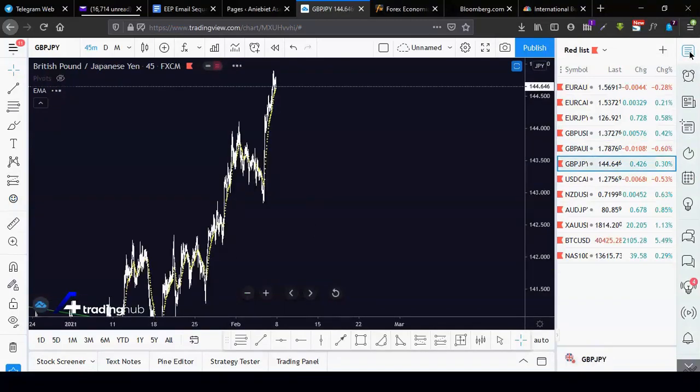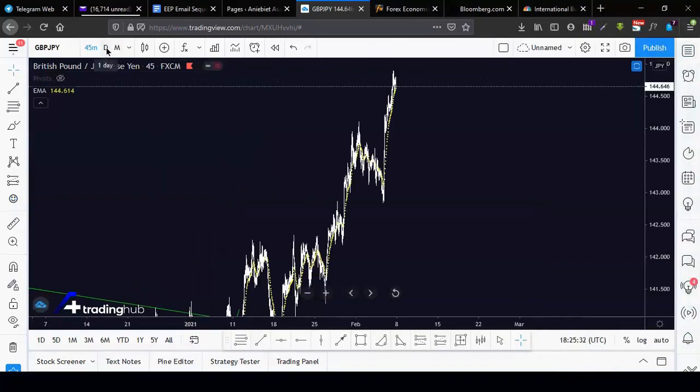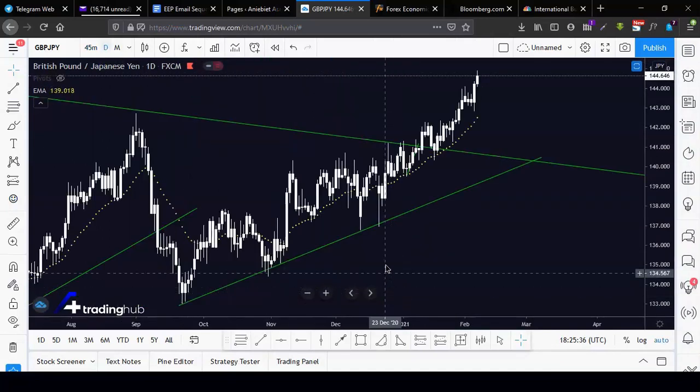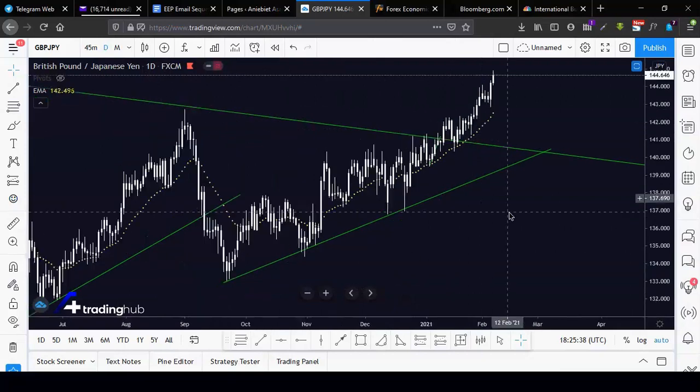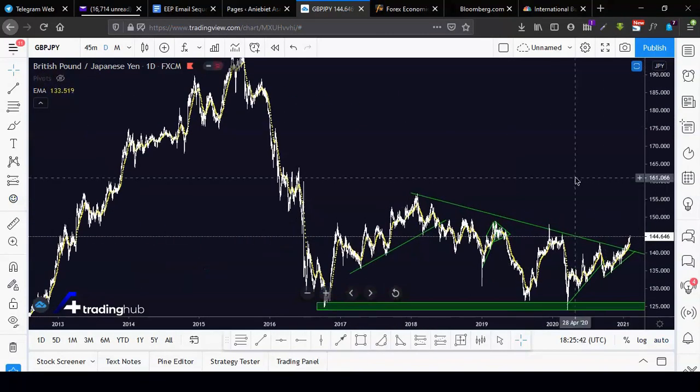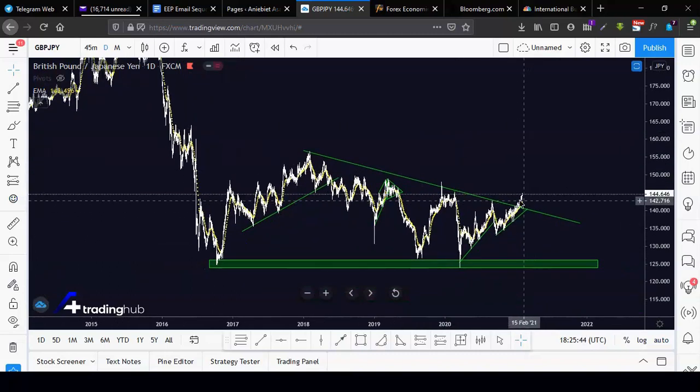Pound yen may be slightly different. We are at the top. Let me shrink this so you see. We are actually at the top on pound yen. You see where price is. That is the top there. It's a key zone. See the rejections from here. See this confluence here, here, and here. So here is a key level.